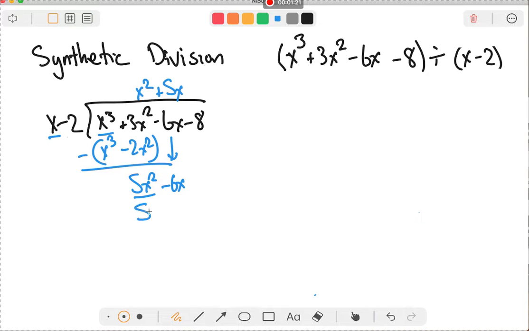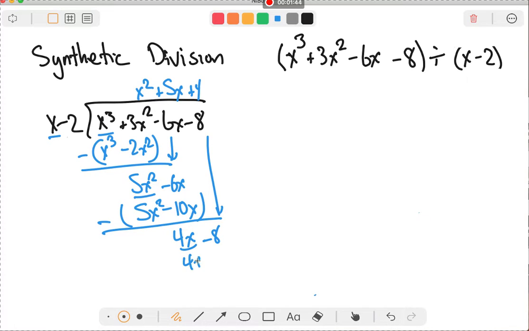So 5x times x is 5x squared. 5x times a negative 2 is a negative 10x. Again, we subtract this. So negative 6x minus a negative 10x is 4x. Bring down the negative 8. And then we say 4x divided by x is 4. And we go 4 times x minus 2 times 4. We subtract that, and again, negative 8 minus a negative 8 is 0. That's my remainder.